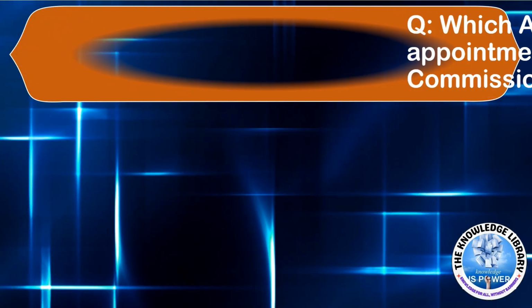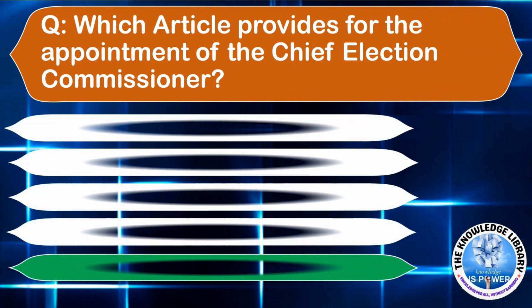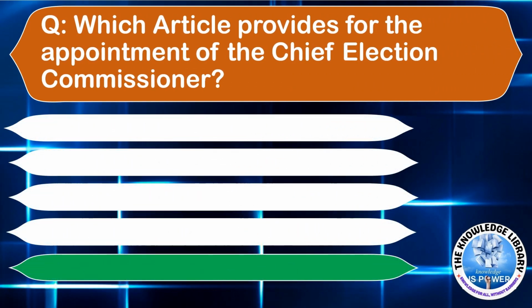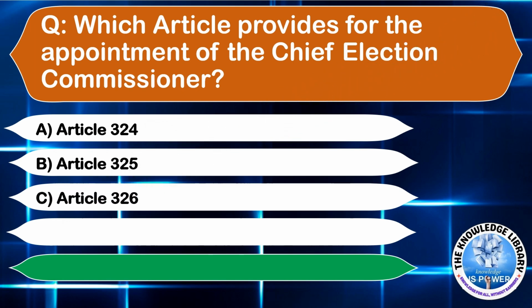The next question is, which article provides for the appointment of the Chief Election Commission? Option A Article 324, option B Article 325, option C Article 326, option D Article 327. Correct answer is option A Article 324.